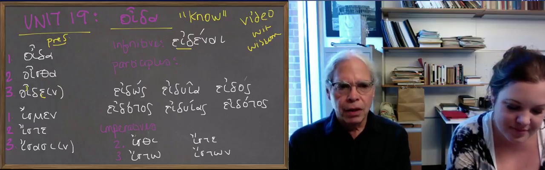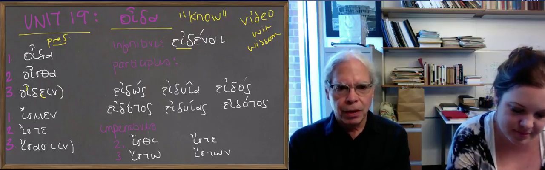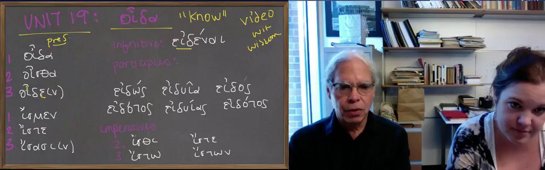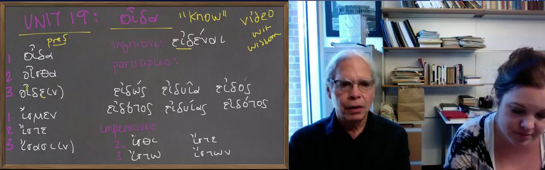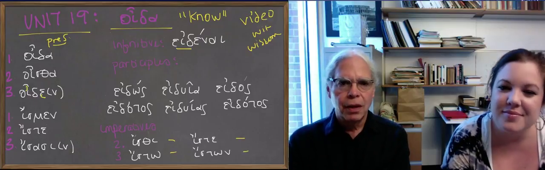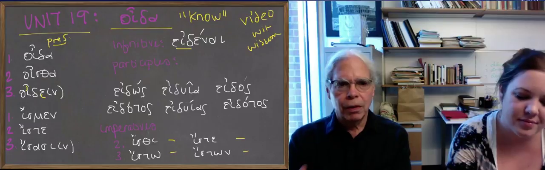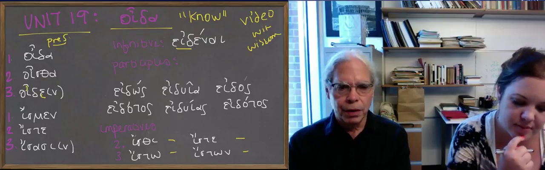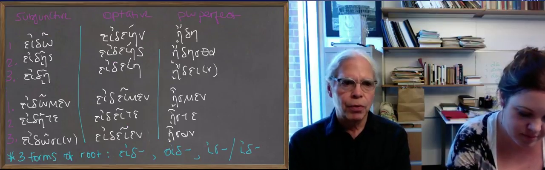Imperative uses the id root, which has become is. So iste and istO in the singular, know, and let her or him know. Iste, y'all know, and istOn, let them know. We now want to look at rarer forms of this word, but it's good to be able to recognize them.